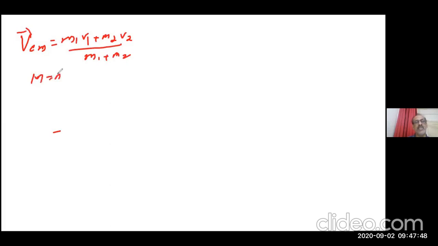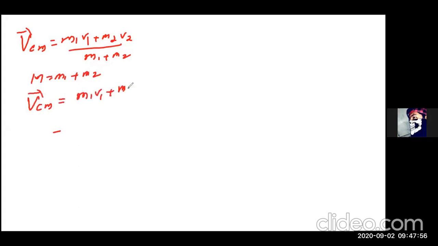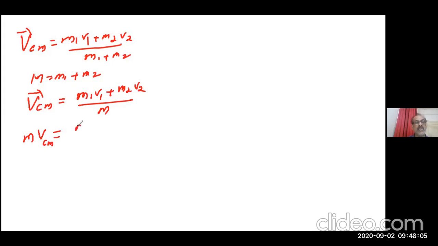Velocity of center of mass is equal to m1v1 plus m2v2 divided by m1 plus m2. Then here m is equal to m1 plus m2. Therefore, VCM is equal to m1 v1 plus m2 v2 divided by m. Then m into VCM is equal to m1 v1 plus m2 v2.